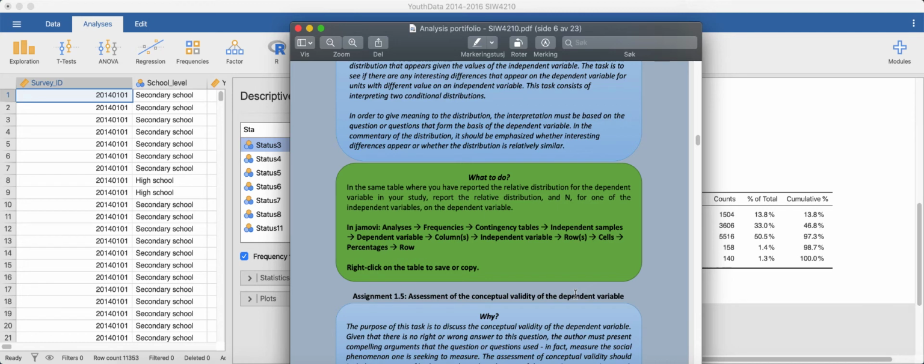In the same table where you reported the relative distribution for the dependent variable in your study, report the relative distribution and n for one of the independent variables on the dependent variable. In your movie, you choose analysis, frequency, contingency table, independent samples. You put the dependent variable in columns and the independent variables in rows, and you go to cells and you tick off percentage and row.